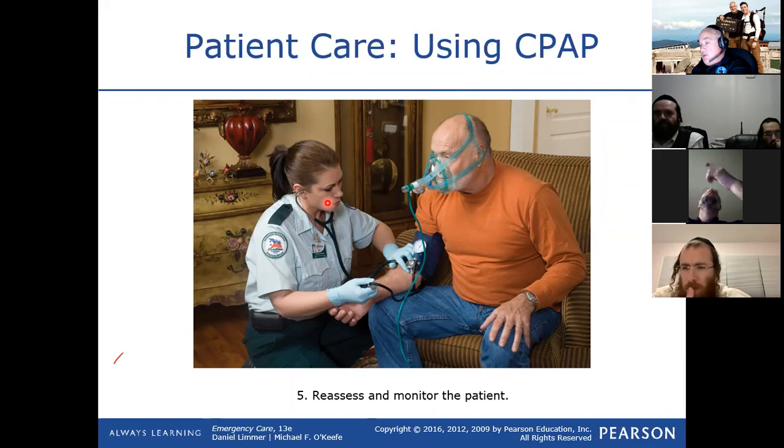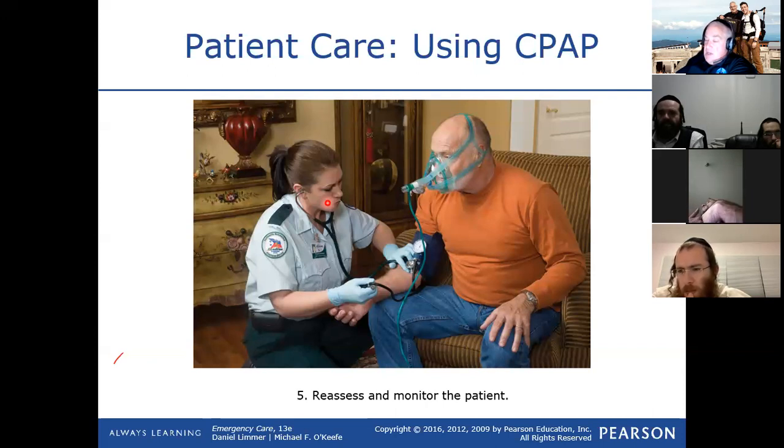So if you start them on a D tank and you get stuck where you can't move them quickly, you're going to run out of air. So I usually just keep them on a non-rebreather in the house. And then when I get out to the ambulance, I put them on the CPAP for the ride to the hospital. I wouldn't even bother with CPAP unless I'm more than 10 or 15 minutes from the hospital. You're not going to see the benefit.